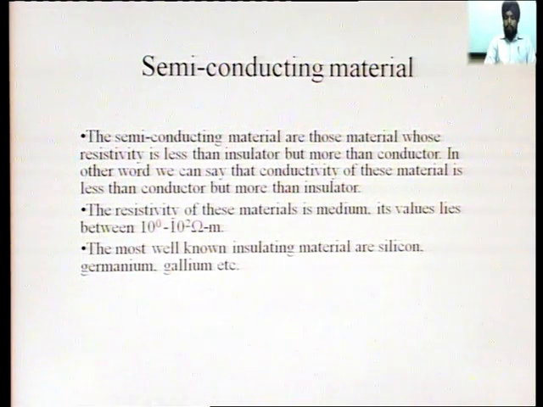The most well known semiconducting materials are silicon, germanium, gallium, etc. So semiconductor materials are neither a conducting material nor an insulating material. The value of resistivity of semiconducting material lies between conductor and insulating material. So you can also say that semiconducting materials are conducting material as well as insulating material. In one temperature condition they act like an insulating material, in another temperature condition they act like a conducting material.